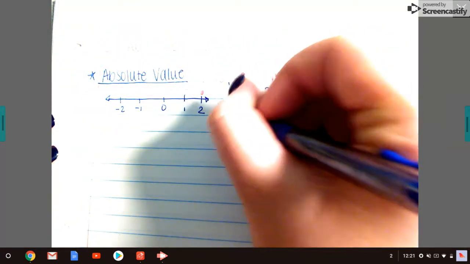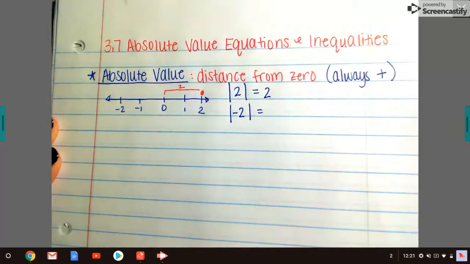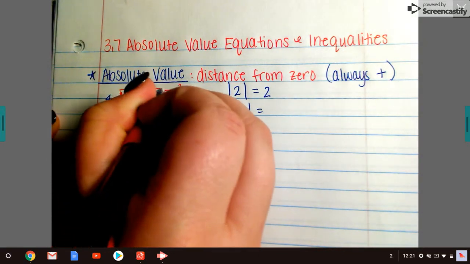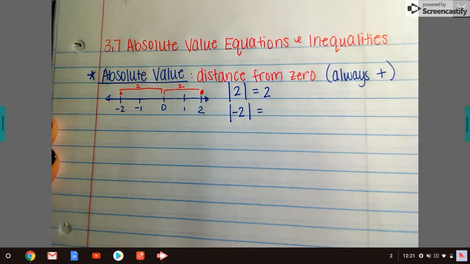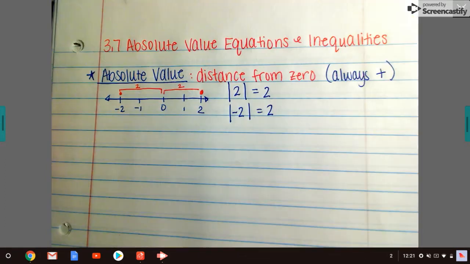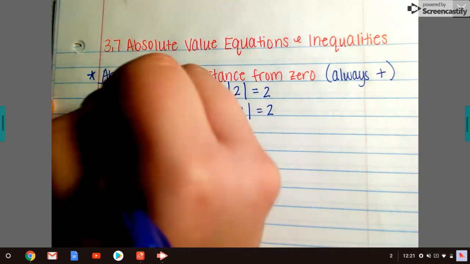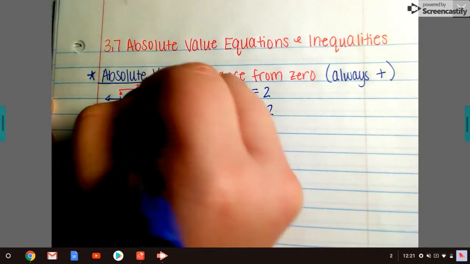Similarly, if I looked at the absolute value of negative 2, it is over here. It's also 2 units away, so this is positive 2 again. So now we've got a feeling for what absolute value looks like. We'll do a few examples of these guys. Let's do our first one as absolute value of x equals 3.